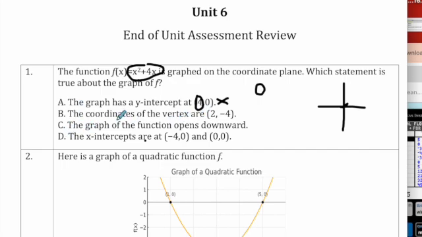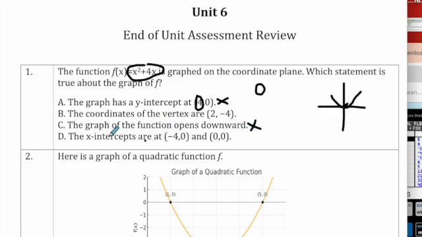Because it's talking about the vertex. So now I'm going to go to the graph of the function opens downwards. Well, this is a positive function, so it's actually going to open upwards. And this is just an image. This is not what the graph really looks like. It looks like this shape, but it's not the exact coordinates.